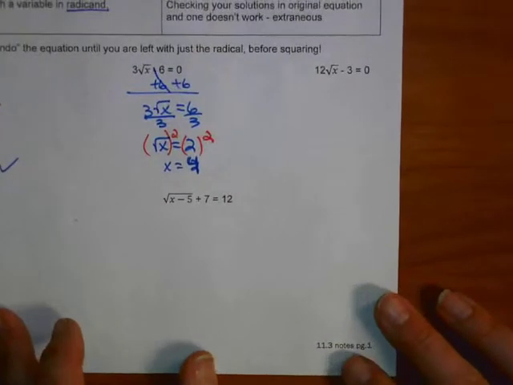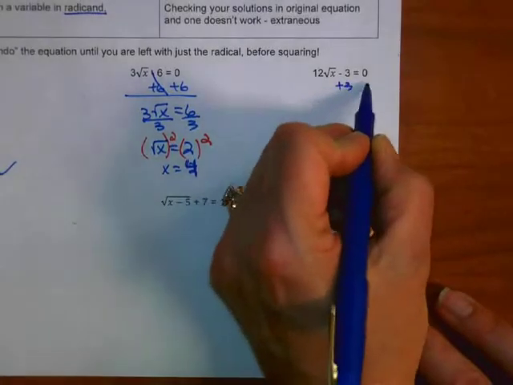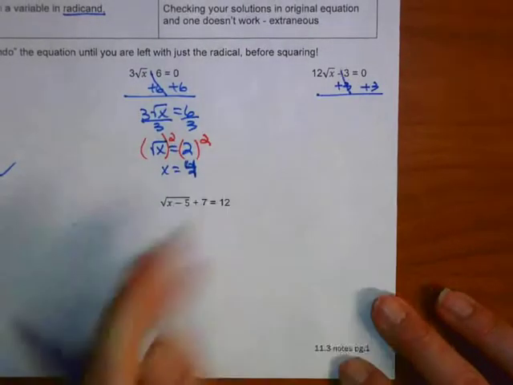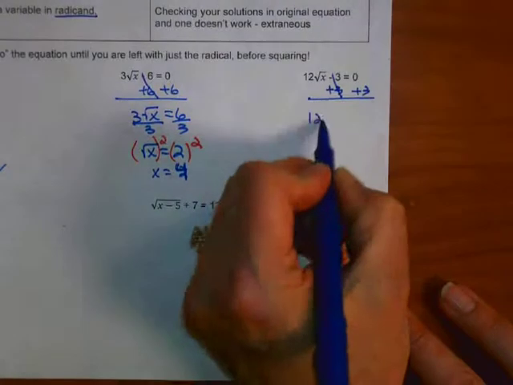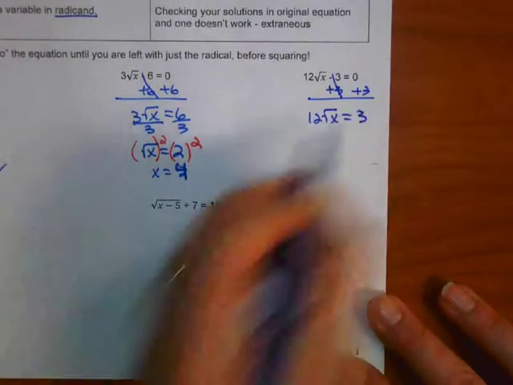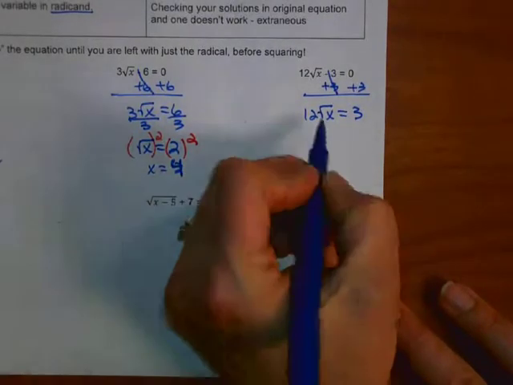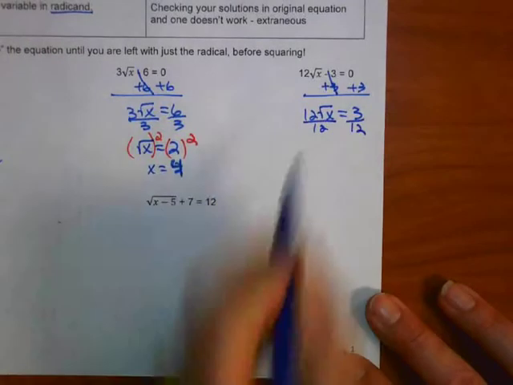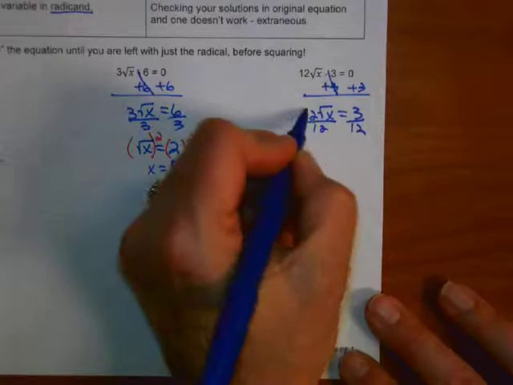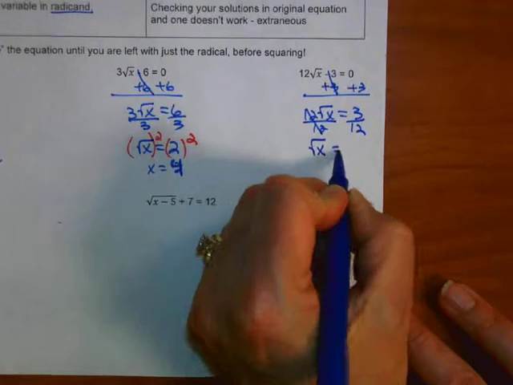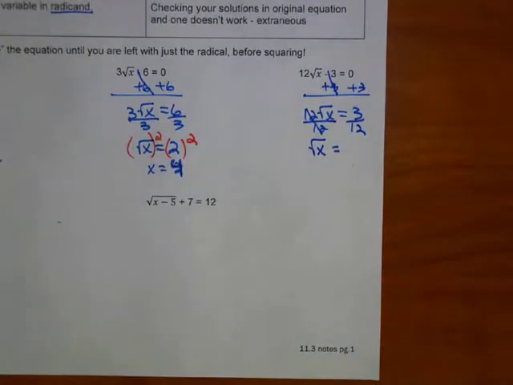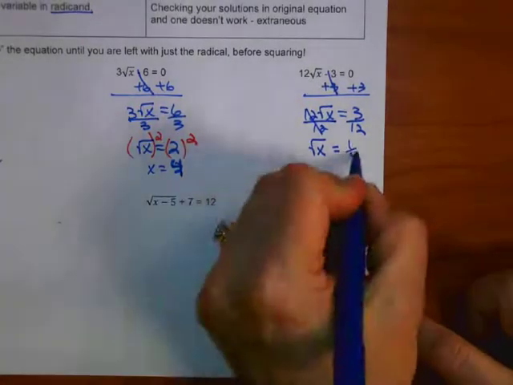All right, I was going to have you do this one, but it gives you kind of a funky fraction, so I'm going to walk you through it. So add 3. Now what? Divide by 12. Okay, now I have the square root of x equals, whoa Nelly, can we reduce that fraction, make it easier? What would it be? 1/4. Let's do that.